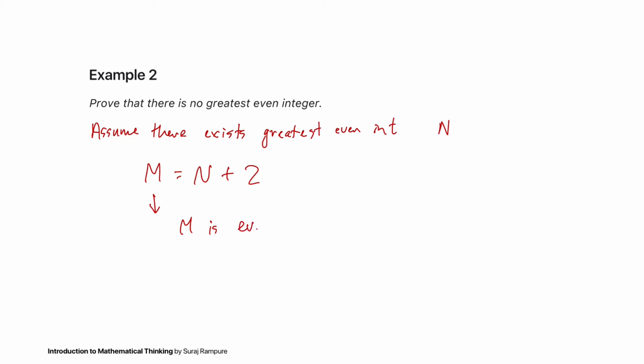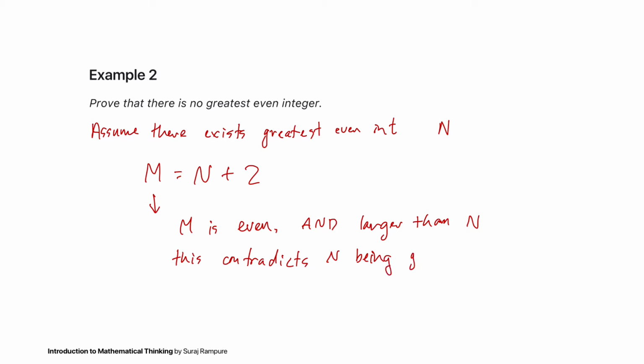M is even and larger than n. So what's the contradiction here? N is not the greatest even integer, because we found an integer that's even that's greater than n. Therefore, this contradicts n being the greatest even integer. Therefore, there is no greatest even integer.